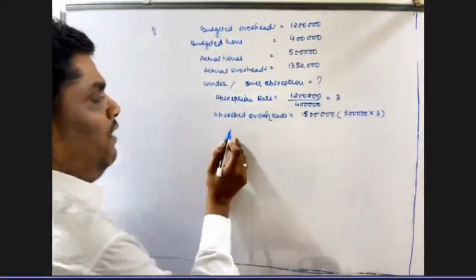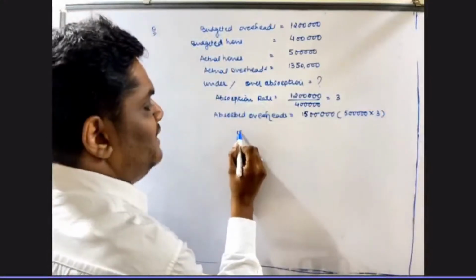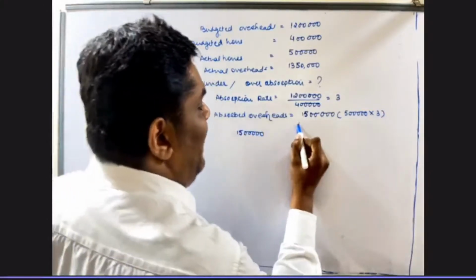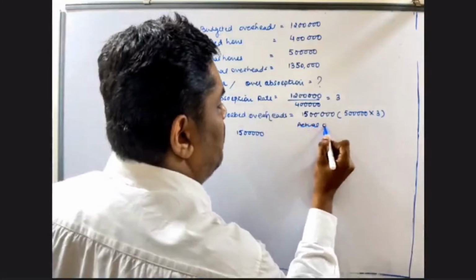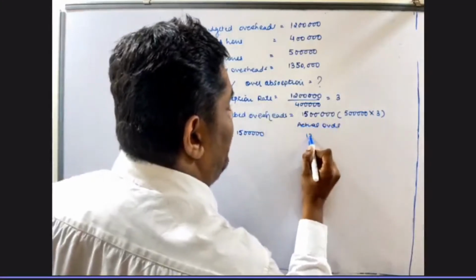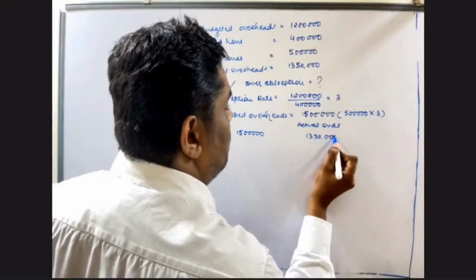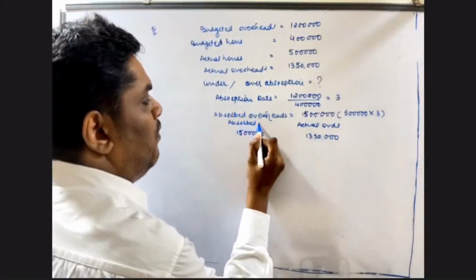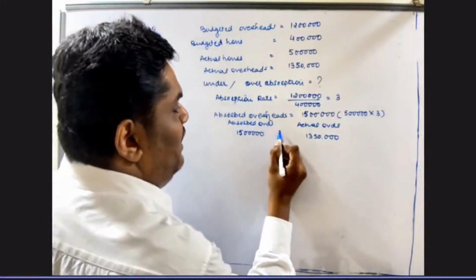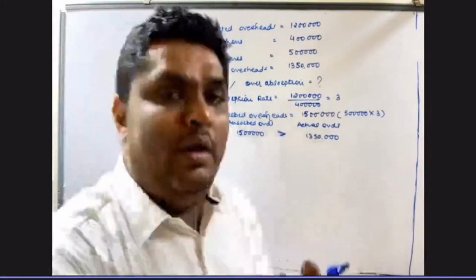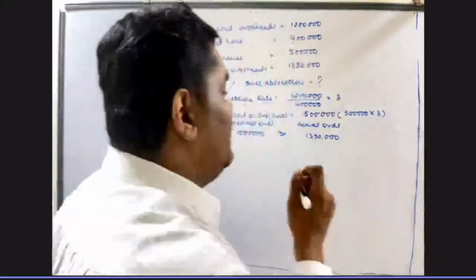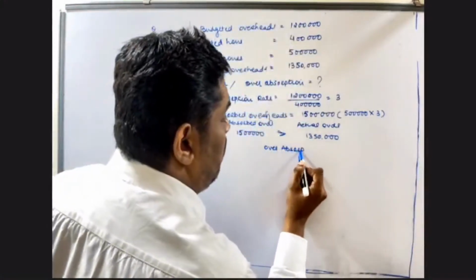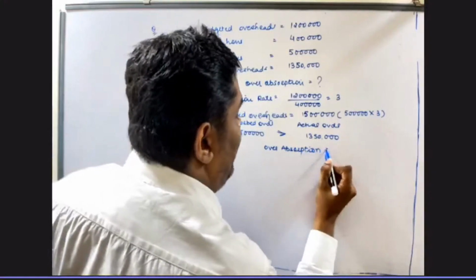Now next, my absorbed overheads are 15 lakh. My actual overheads are 13 lakh 50,000. So here my absorbed overheads are more. If it is more, it means over absorption, by 1 lakh 50,000.